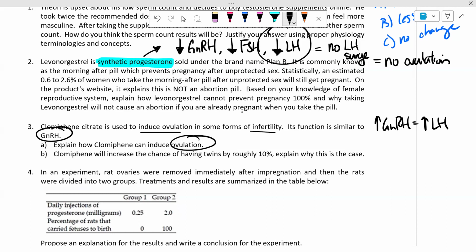And then it will also increase the chance of twins by about 10%. Of course, because if you increase GnRH, you're going to increase FSH. If there is higher FSH in the body, it might lead to more than one follicle developing at a time, right? So if there is more than one egg, then there's a higher chance of getting non-identical twins in this case.